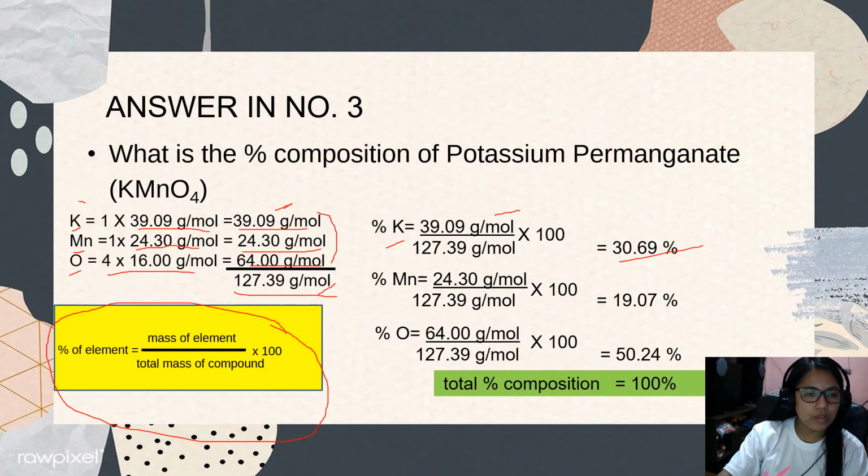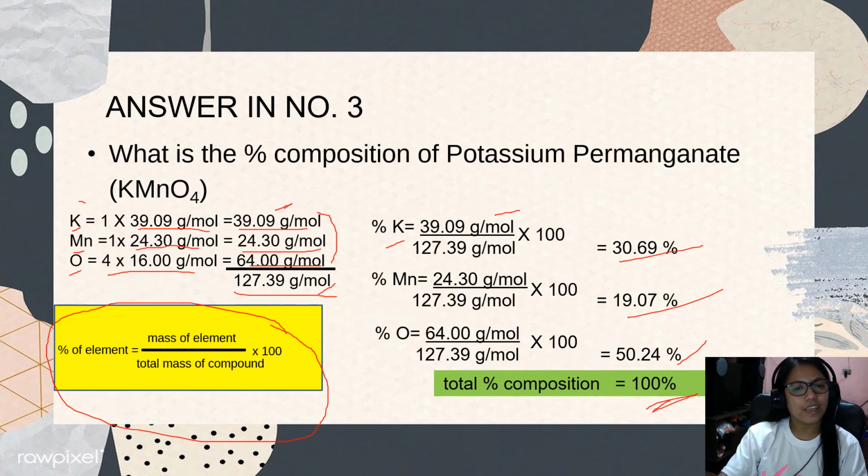So, percentage of Mn, 24.30, i-divide natin sa 127.39. The answer is 19.07. And percentage of oxygen, 64 gram per mole, divide by 127.39, multiply natin sa 100, the answer is 50.24. So, ang total percent composition ay 100%. Okay? Tama ba kayo lahat?